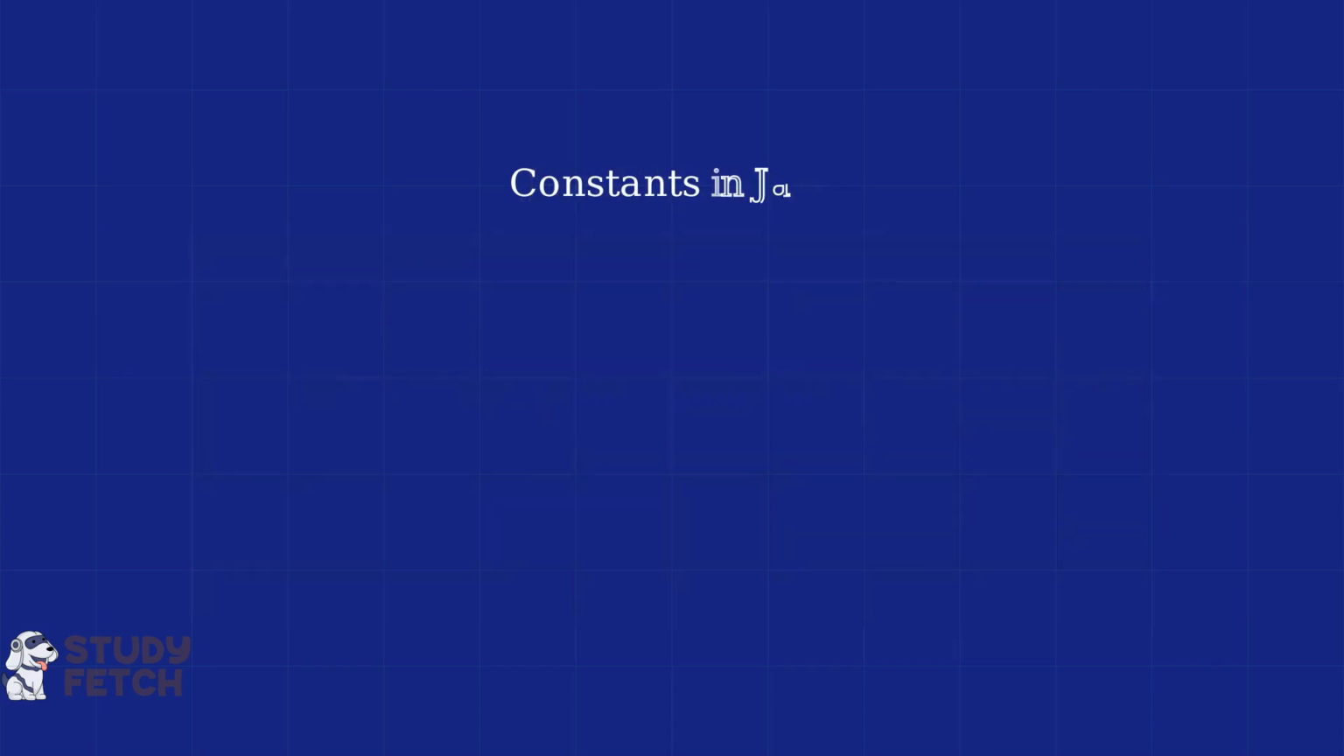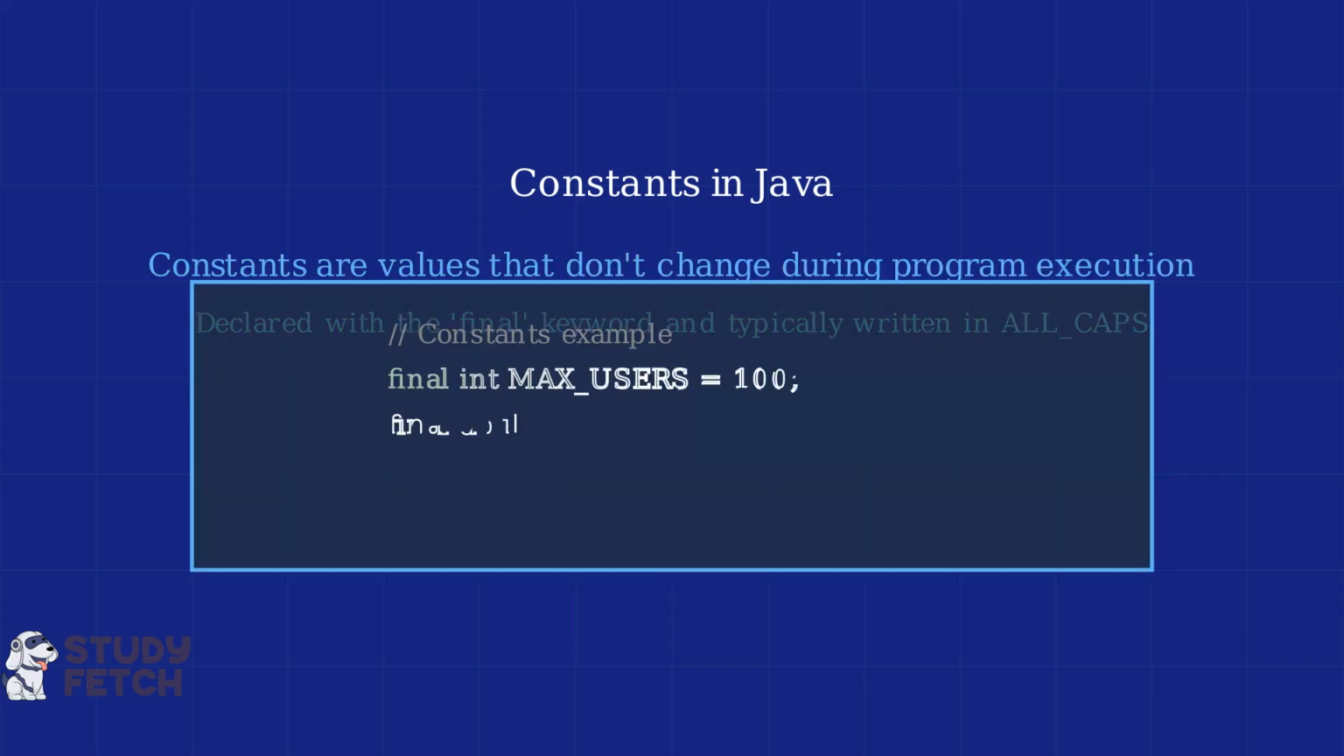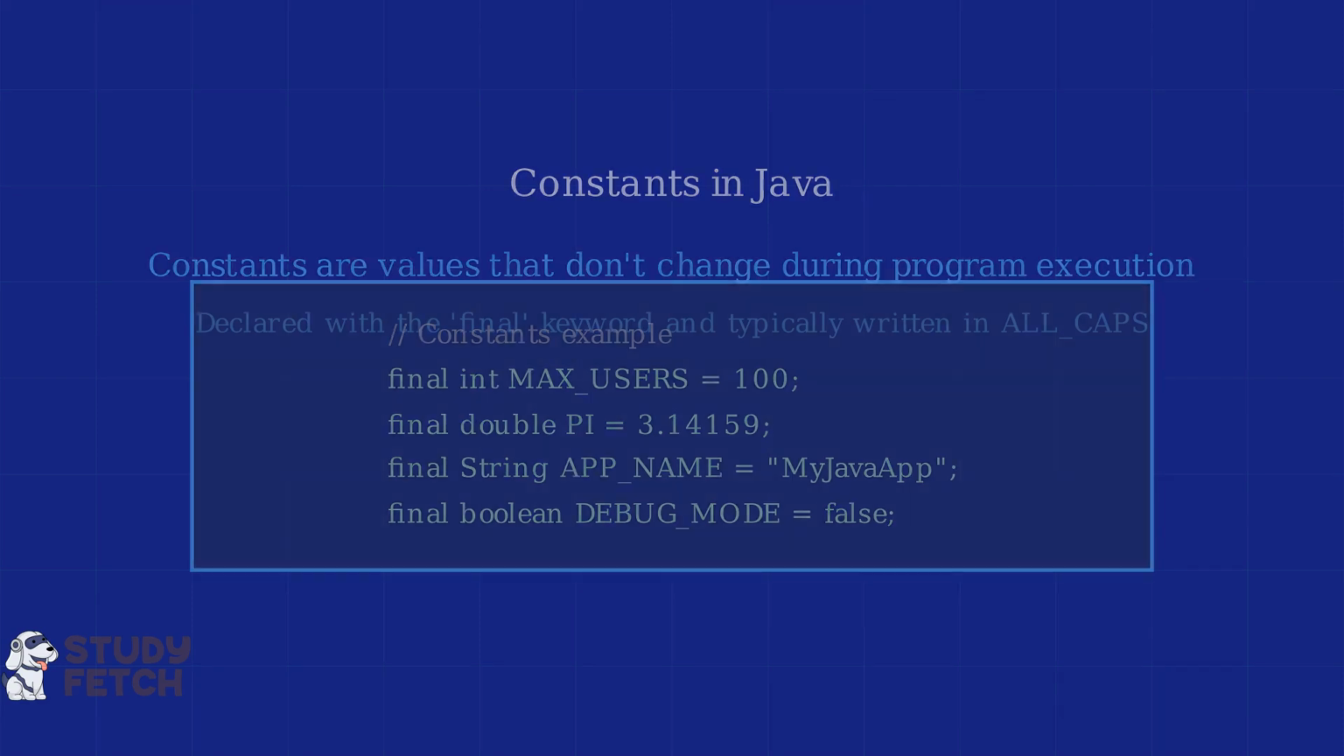Finally, let's examine constants in Java, values that don't change during program execution. Constants are declared using the final keyword and are typically written in all caps with underscores separating words. They provide values that should not be changed during program execution. These fundamental Java concepts provide the foundation for building robust and maintainable programs.